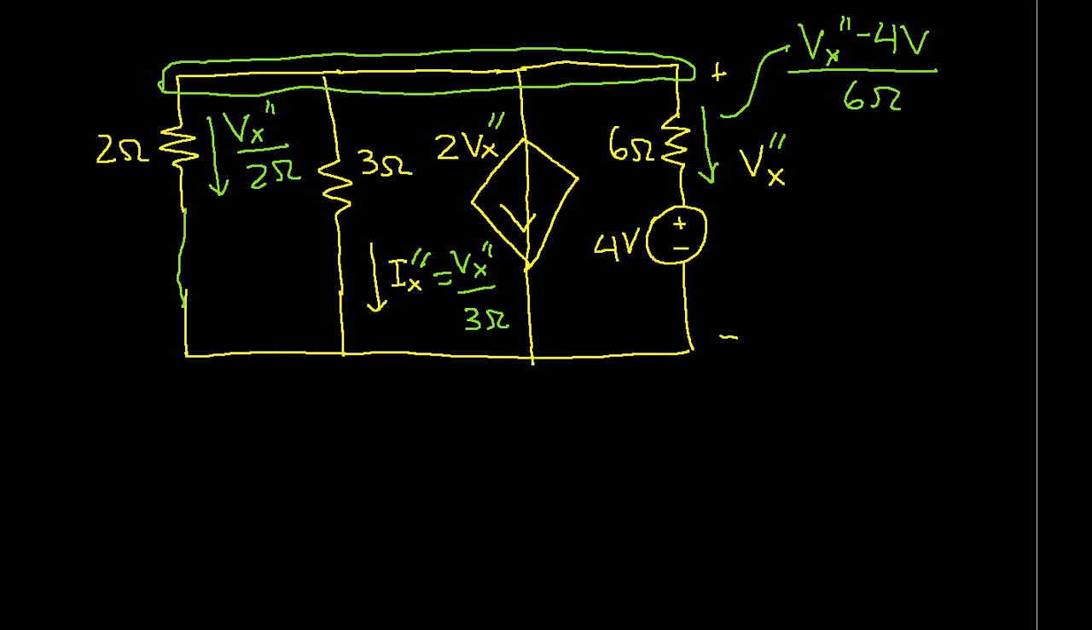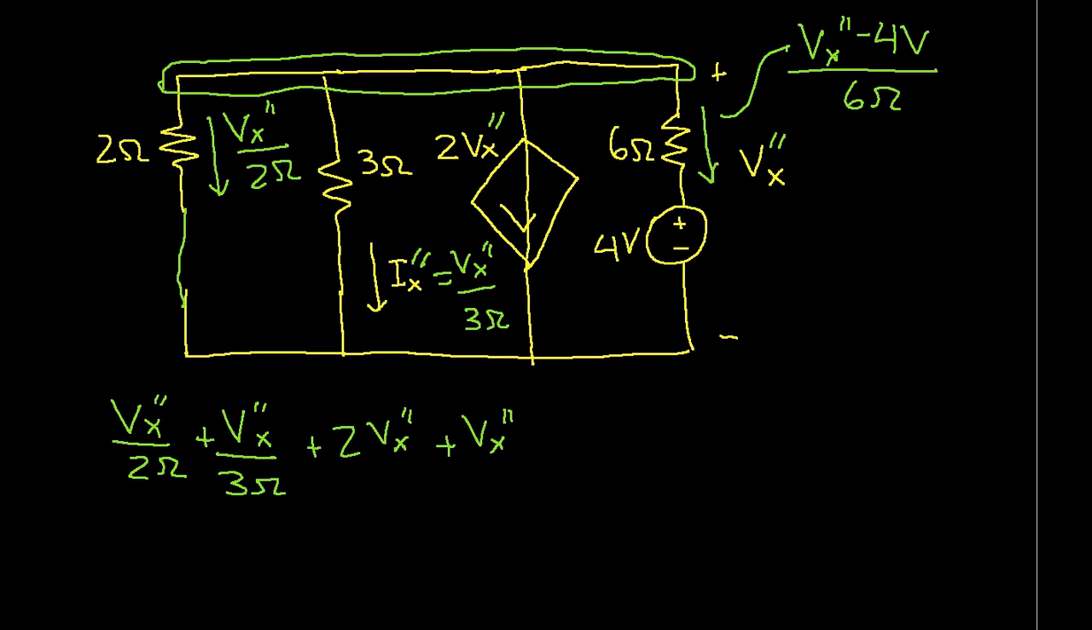And so now we can basically say then that the sum of all the currents leaving the node is 0, so we have Vx double prime over 2 ohms plus Vx double prime over 3 ohms plus 2 Vx double prime plus Vx double prime minus 4 volts over 6 ohms. And this is equal to 0.